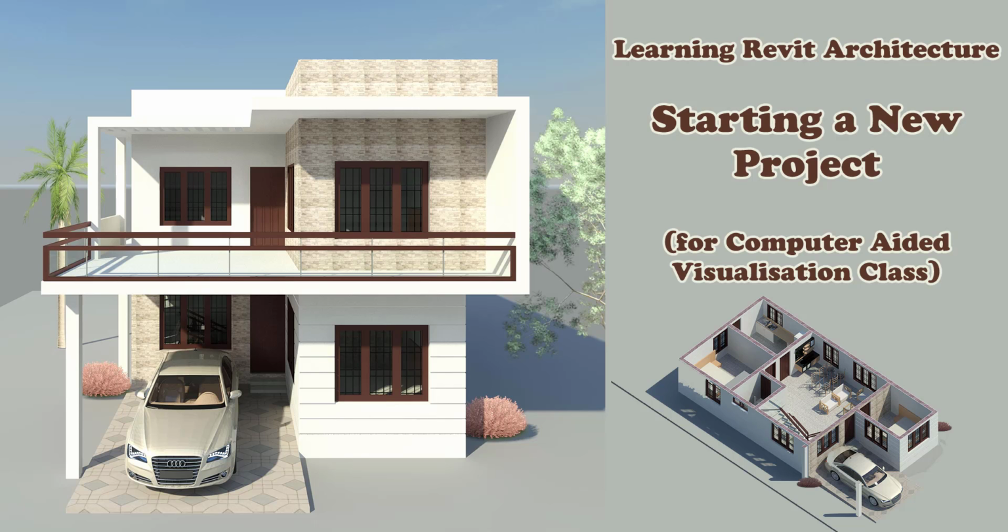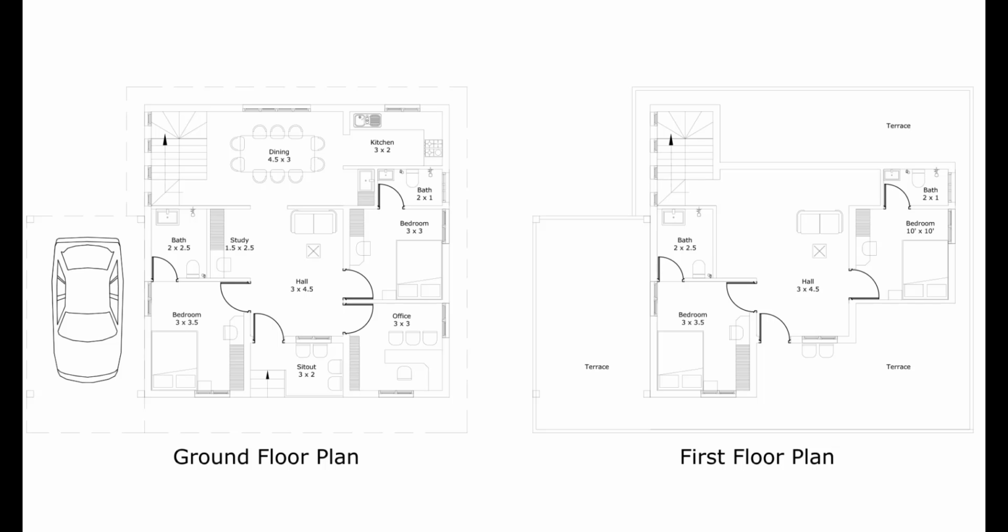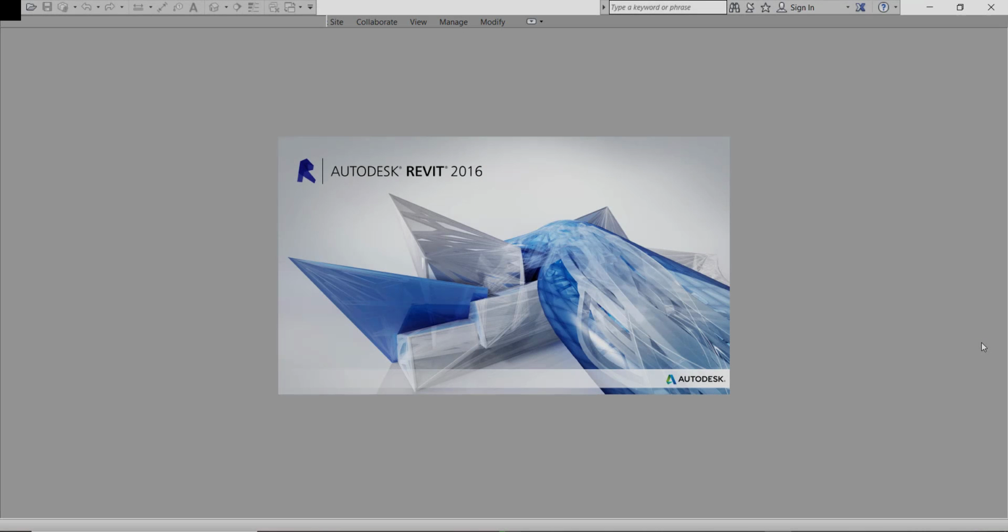Let's learn the steps in setting up a new project. The following plan is what we are going to use as a reference to create a 3D house model in Revit. We will be working in the metric system. Let us start. Open Revit by double-clicking the Revit icon.